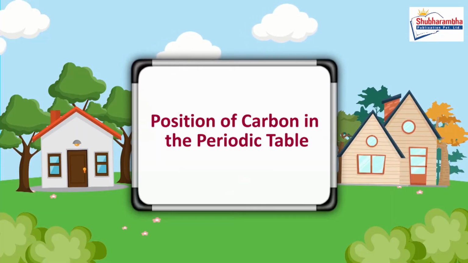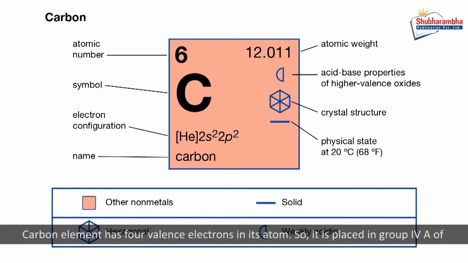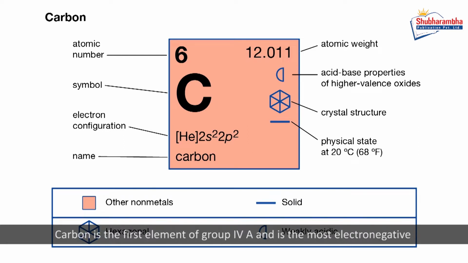Position of carbon in the periodic table. Carbon element has 4 valence electrons in its atom. So, it is placed in group IVA of the periodic table along with silicon, Si, germanium, Ge, tin, Sn, and lead, Pb. Carbon is the first element of group IVA, and is the most electronegative element in the group.